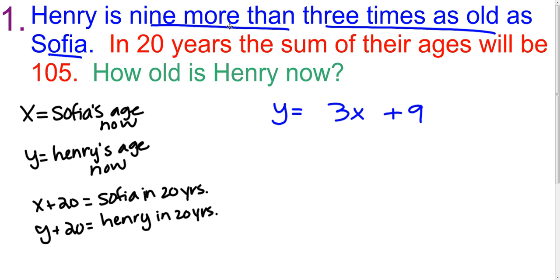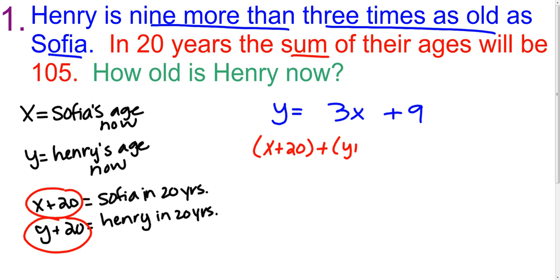So there's one sentence. And then in the next one, in 20 years, that's these ages right here, and they're both 20 years older, not just one of them. The sum, which means to add their ages, and I would get 105. So in 20 years, I will take X plus 20, which is Sophia in 20 years, and Y plus 20, which is Henry in 20 years. And when I add their ages together, I get 105. Okay? So here are my equations right here.